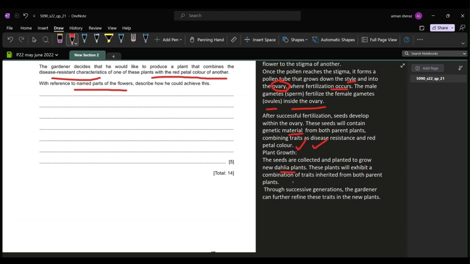So, this is not asexual reproduction because there are two genes that are being combined. So, after he does this multiple times through successive generations, the gardener can further refine these traits into the new plants and he can also achieve the best version of these plants.